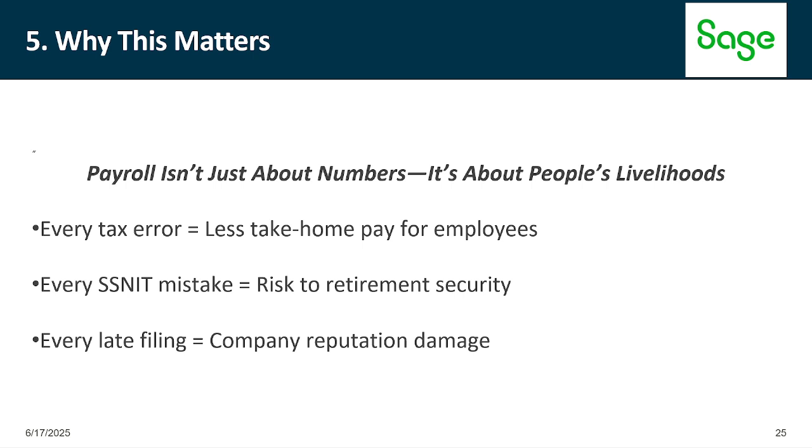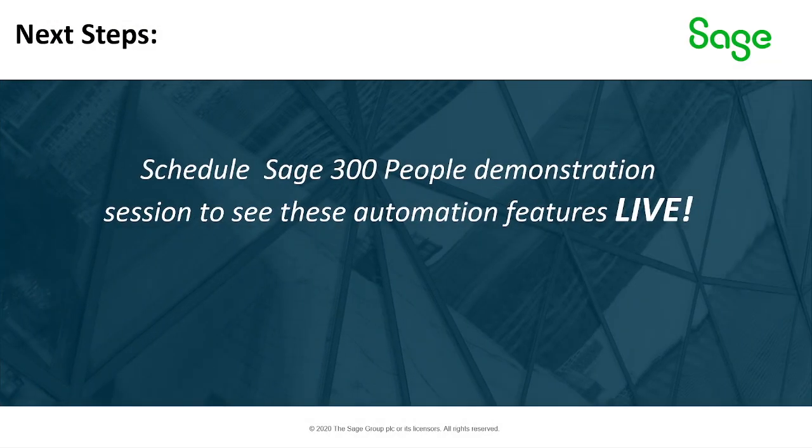Every late filing damages company reputation. If you are filing late, you are damaging the reputation of your company, and all these are not good for your business or your organization. So we want to help you put things in order, to make your life easy, to make your staff happy. Then everybody will be happy in your organization. So the next step we advise is to schedule a Sage 300 People demonstration with us, so you can see how all these automation features work.